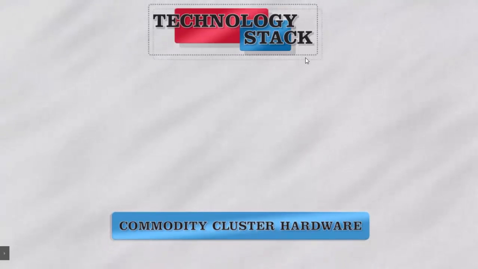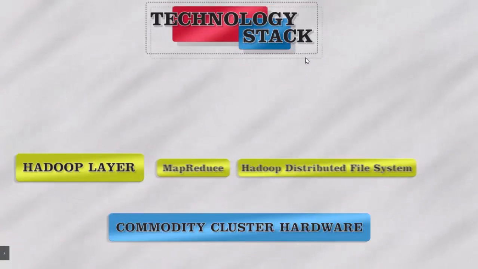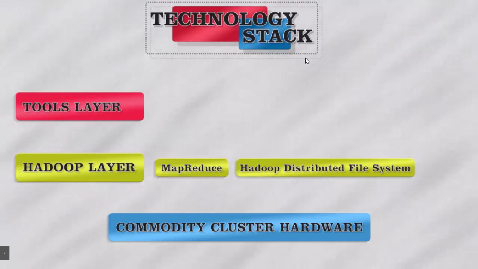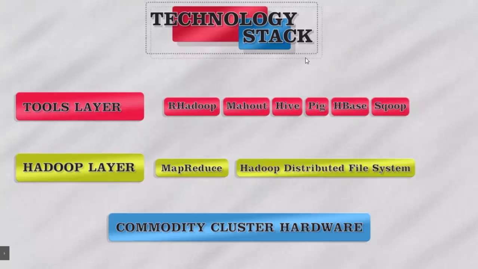At the lowest level, Hadoop just runs on commodity hardware and software. You don't need to buy any special hardware. It runs on many operating systems. On top of that is the Hadoop layer, which is MapReduce and the Hadoop distributed file system. On top of that is a set of tools and utilities, such as statistical data processing using the R programming language. There is a machine learning tool. There are also tools for doing NoSQL like Hive and Pig.